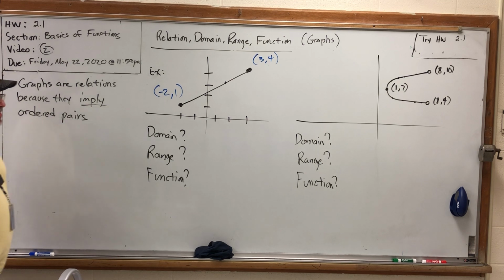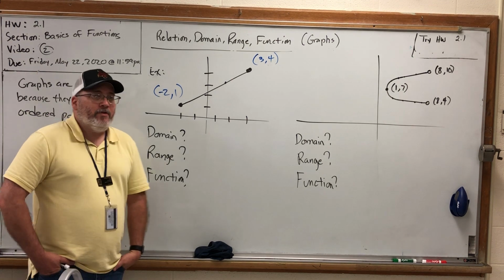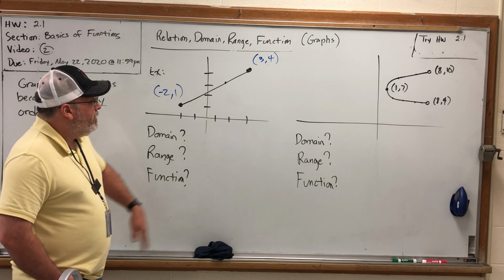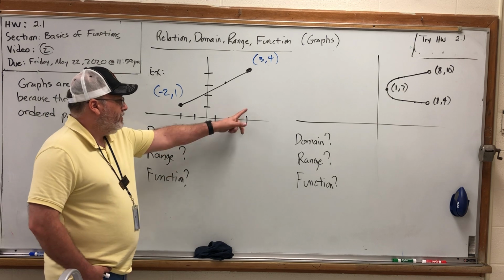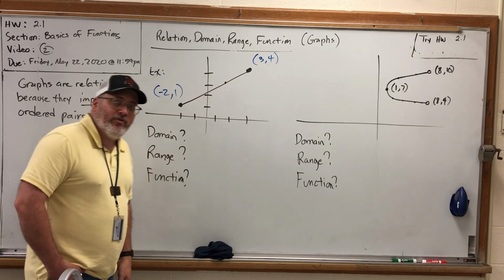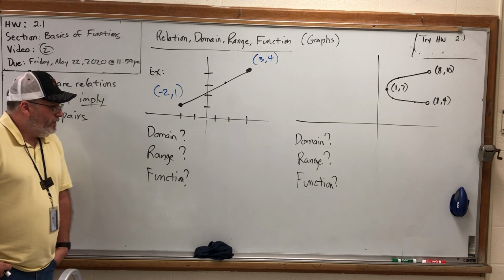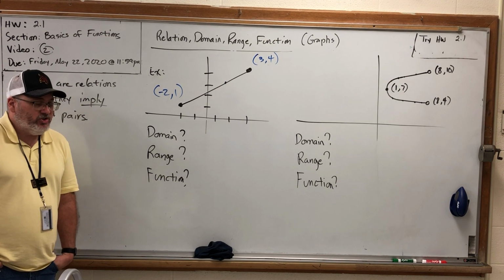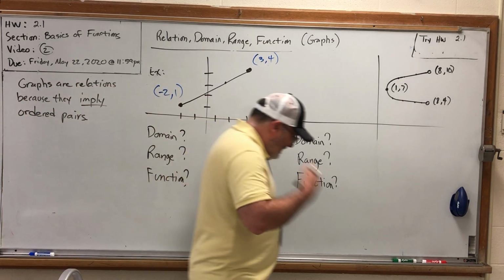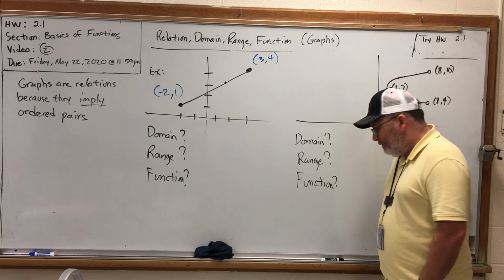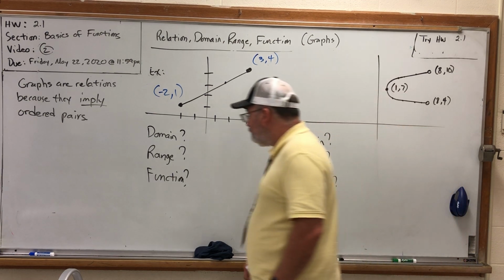Okay, so graphs are relations because they imply ordered pairs. Every point on the graph has an ordered pair associated with it, and vice versa. If there's an ordered pair that's associated with a point not on the graph, like 3, 1, then it doesn't belong to the relation. So it is a well-defined relation, even if we can't clearly identify the coordinates for every point on the graph. So we're going to answer the same questions we did before. If you have a graph, what's the domain, what's the range, and is it a function? Now, the domain and range are a little tricky at first, but once you see how to answer it, it's actually pretty easy. But you've got to think about what I'm asking you.